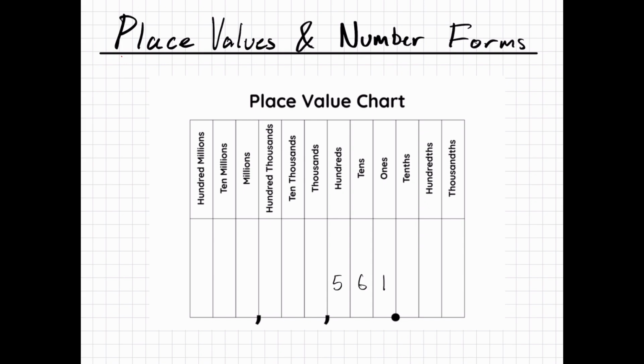We could count up to 561, 1, 2, 3, 4, and so on, but that would take a long time for us to really be able to visualize what 561 means, okay? In reality, what it means is we have 1 one, 6 tens, and 5 hundreds. Now, let me explain that a little bit more, okay?